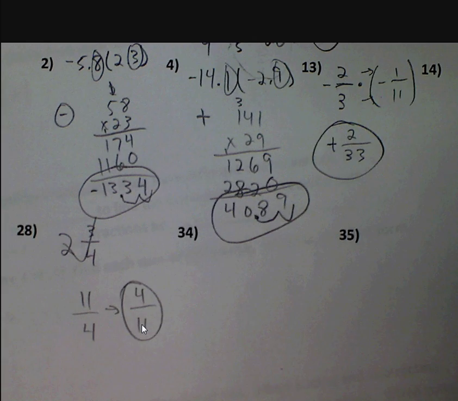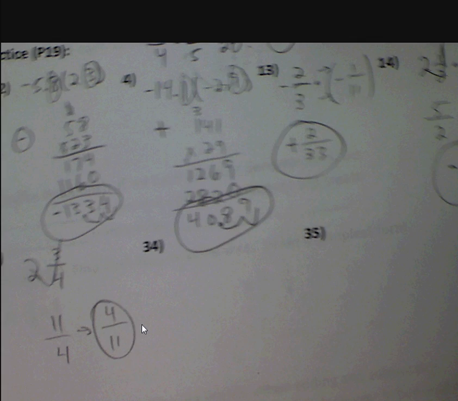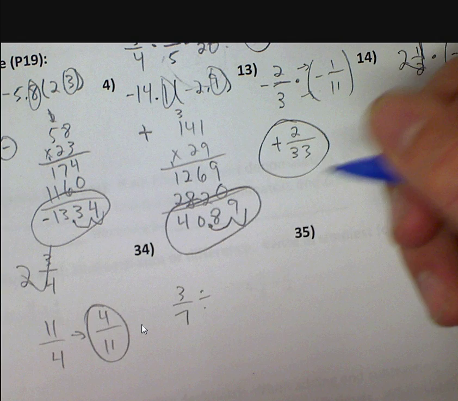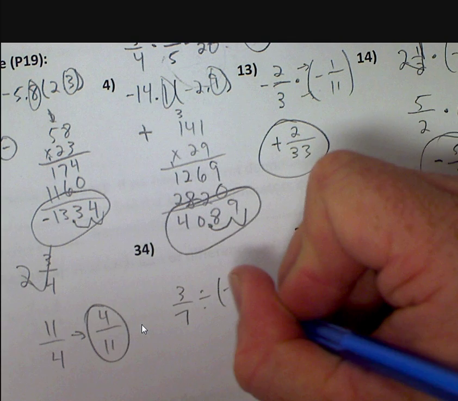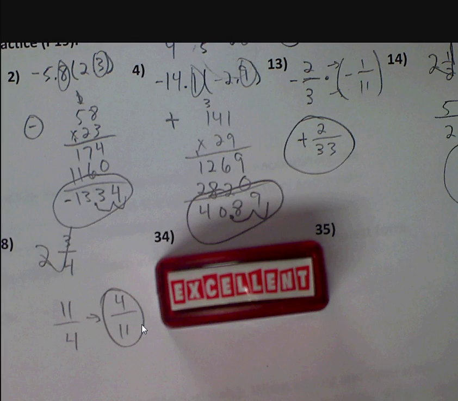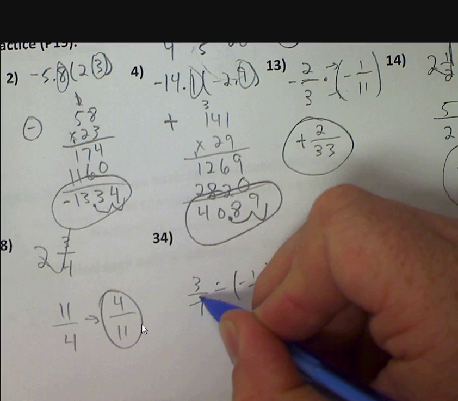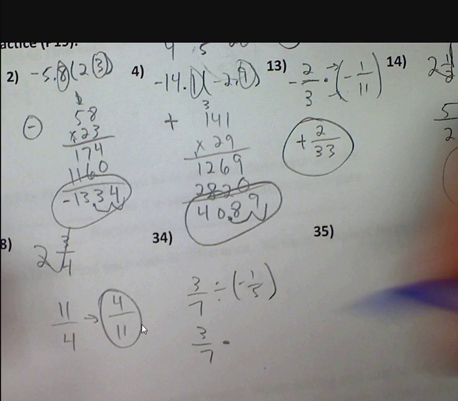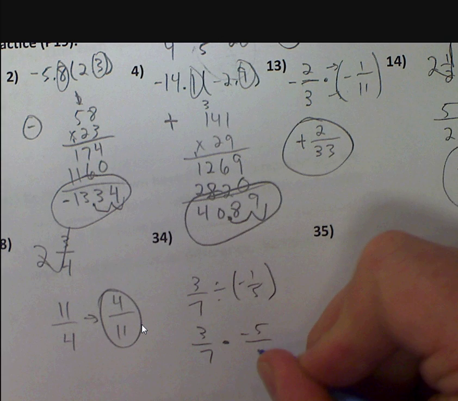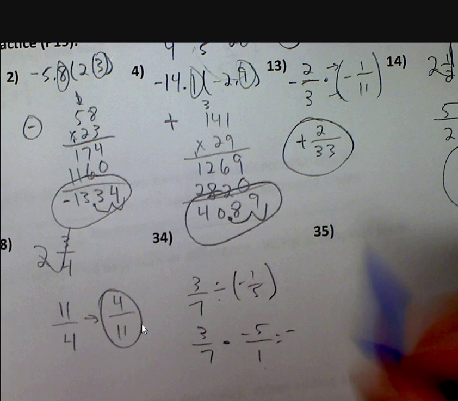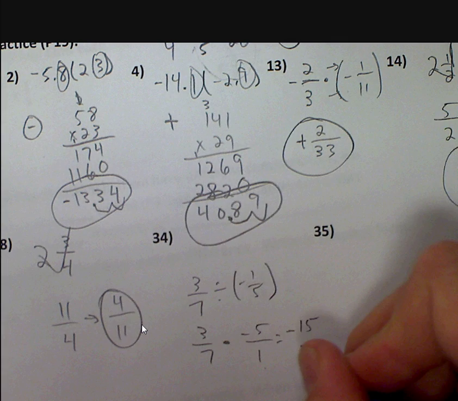Number 34, find each quotient. 3 over 7 divided by negative 1 over 5. Pause the video and try. Keep, change, flip. 3/7 multiply by the reciprocal. Same thing. Negative 5 over 1. I have one negative sign, so my answer remains negative. 3 times 5 is 15. 7 times 1 is 7.